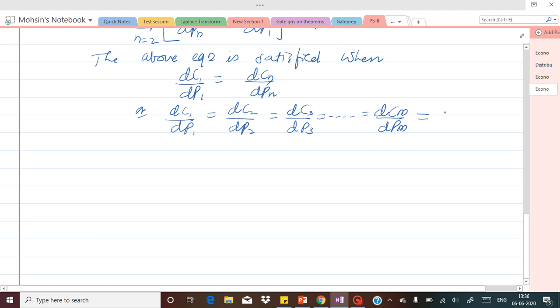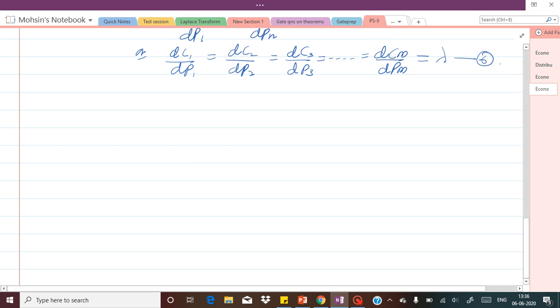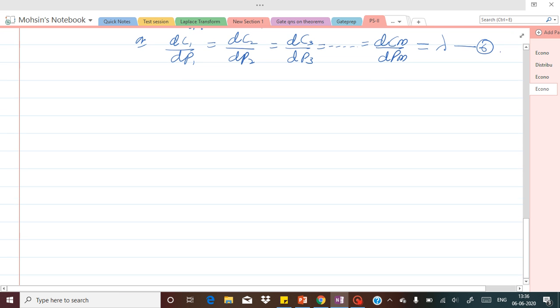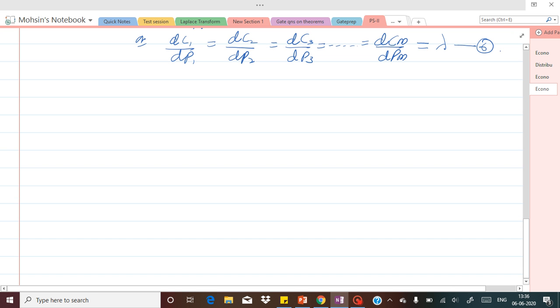And this particular expression will give us the new term called lambda, which is called the incremental rate cost. So let us write the conclusion here, what we have got from this. For optimum economy, you can observe from the expression here that the incremental cost of each generating unit should be equal to the other units' incremental cost. That means all the units should operate at the same incremental cost for economic operation.